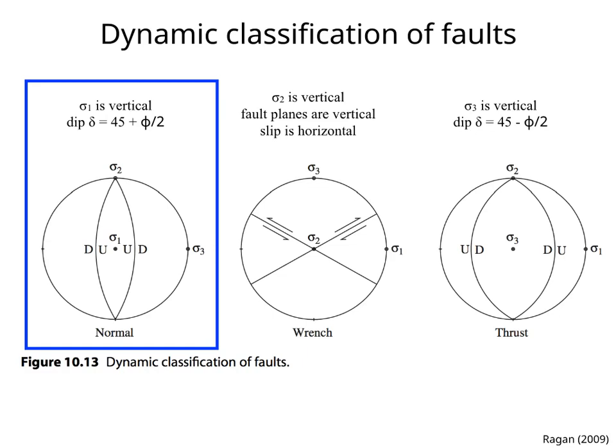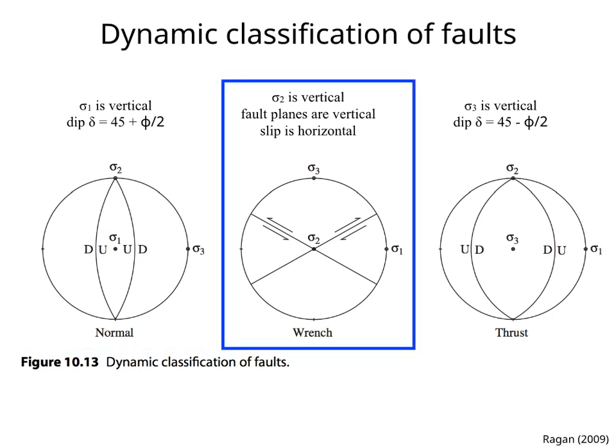The dip of the faults is 45 degrees plus the angle of internal friction, phi, divided by 2. For an angle of internal friction, phi, of 30 degrees, the dip of the faults is 60 degrees. The slip on the faults is dip slip.